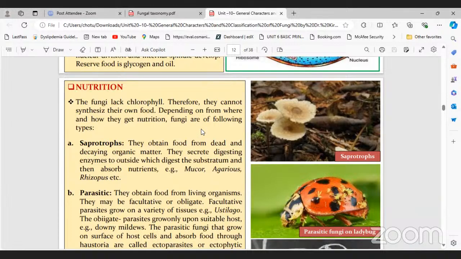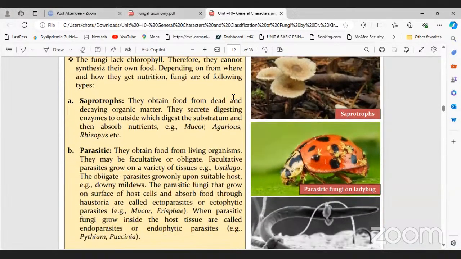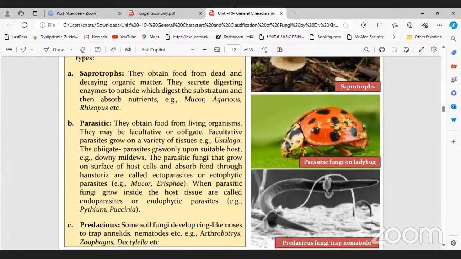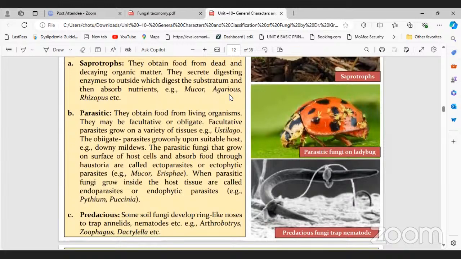Coming to the second one, parasitism. Parasites obtain food from living organisms. Saprophytes obtain food from dead, decaying organic matter, but parasites obtain food from living organisms. They may be facultative or obligate. Very important: they may be facultative or obligate. Both are present in parasites.